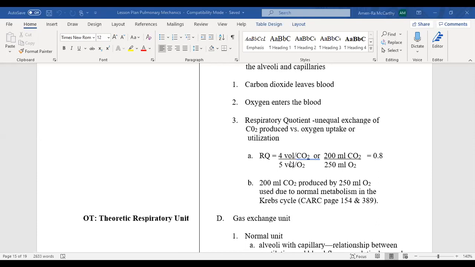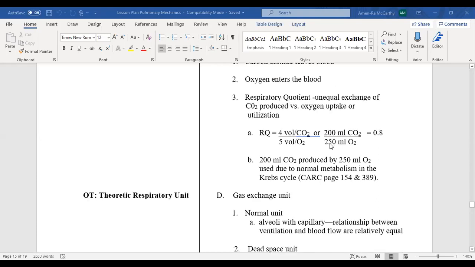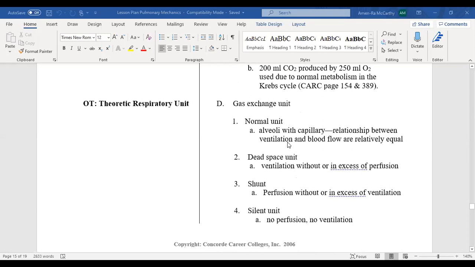All right? And that's from the Krebs cycle. When you were in high school, they talked about the Krebs cycle, mitochondria and all. You burn carbohydrates, you burn oxygen, and you produce CO2. That's part of what you learned, or should have learned in high school. All right? But it's 0.8 right there for you to see. RQ 0.8.